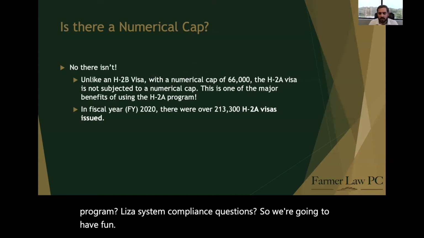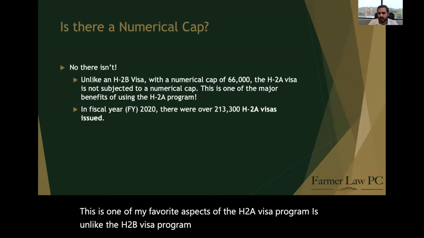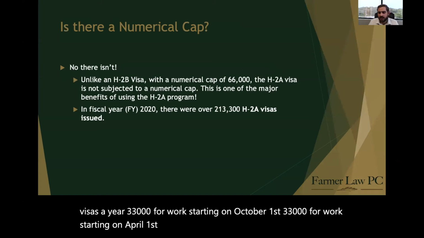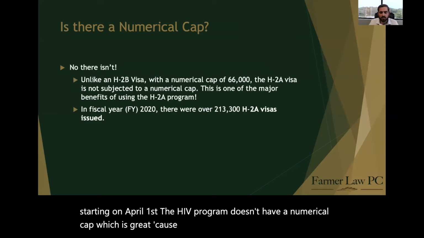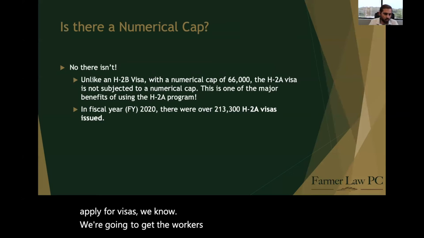This is one of my favorite aspects of the H-2A visa program. Unlike the H-2B visa program, which has a numerical cap of 66,000 visas a year, 33,000 for work starting on October 1st, 33,000 for work starting on April 1st, the H-2A visa program doesn't have a numerical cap, which is great because it means that whenever we apply for visas, we know we're going to get the workers. So that's one of the really good things.